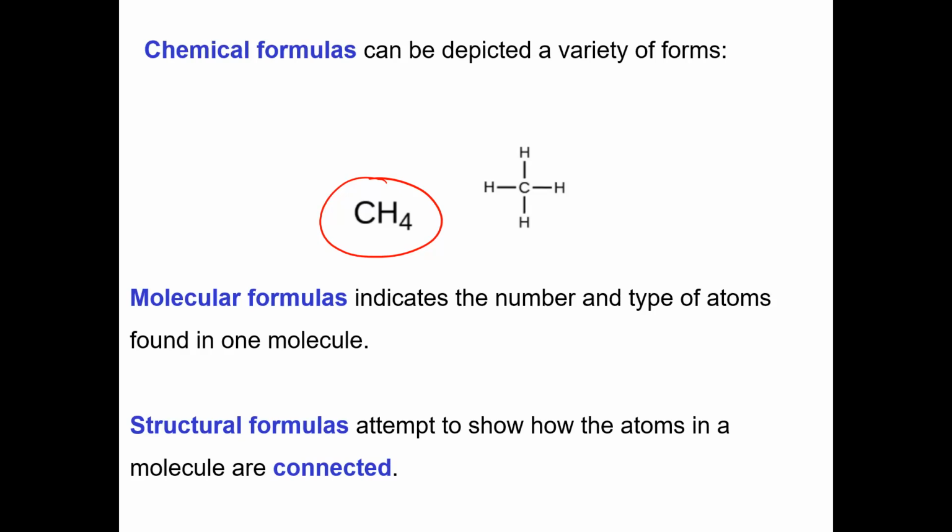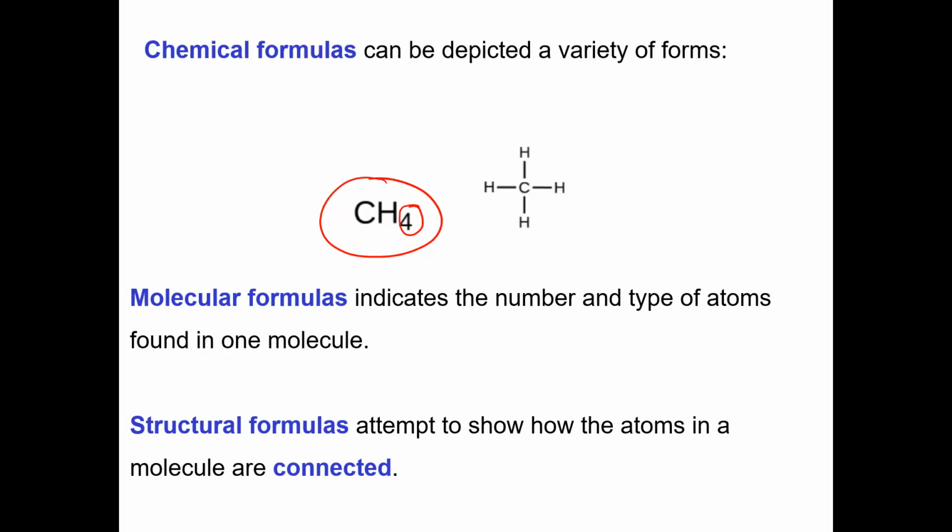And effectively what we do is write out the symbol for each atom. And if there is more than one of that atom, then we indicate how many of that atom there is by a subscript with the correct number following the atom's symbol. If there's only one of the atom, it doesn't get a subscript.